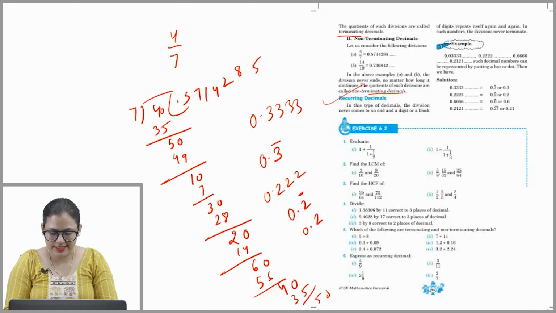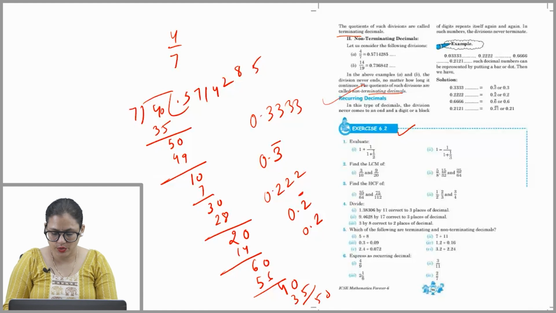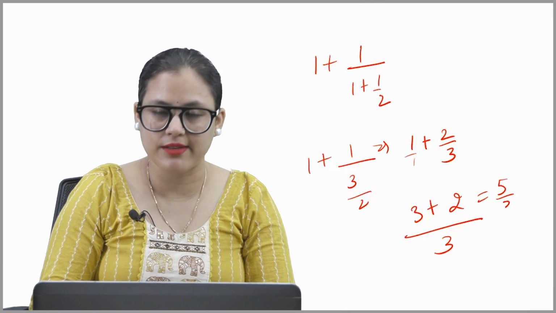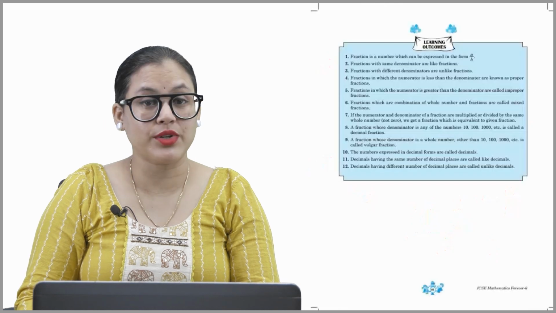Okay. Exercise 6.2. We have to evaluate 1. This is the continued fraction. Okay. Let's do it. 1 plus 1 by 1 plus 1 by 2. Okay. We start from the bottom. 1 plus 1 by, take the LCM 2, 3. So 1 plus 2 by 3. Okay. Now take the LCM 3, 3 plus 2. 5 by 3 is the answer, or you can convert it into a mixed number. Okay. 5 by 3 is 1 and 2 by 3. Right, students? Now you will do practice of the remaining questions of this exercise.